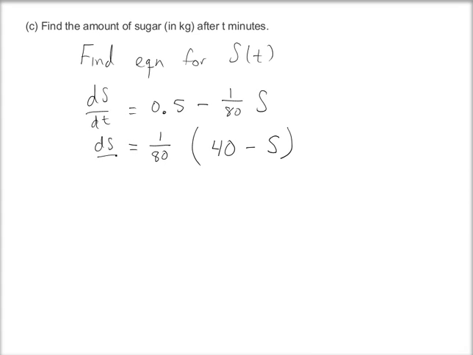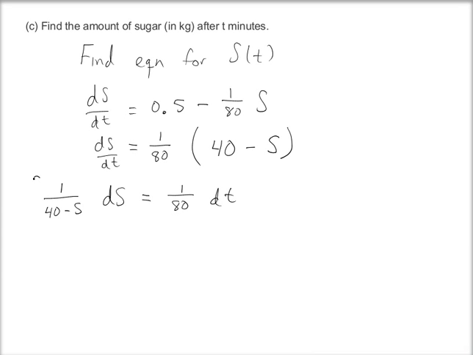Alright, that's still ds over dt, and now I want to pull all my s's over to the left hand side and my t's over to the right hand side. So first I'm going to divide by this 40 minus s on the left. So 1 over 40 minus s ds, and then I'm going to multiply by dt to get rid of that and pull it over to the right. I'm going to have 1 over 80 dt.